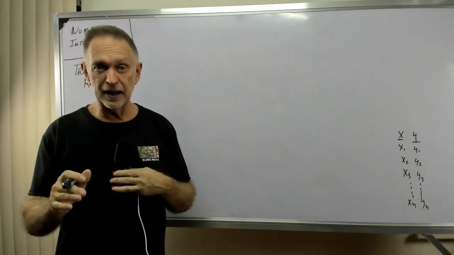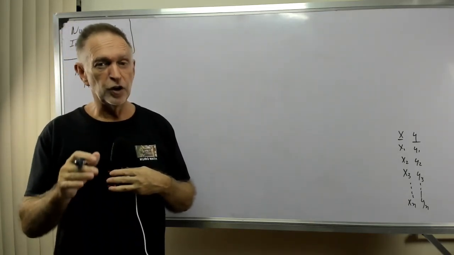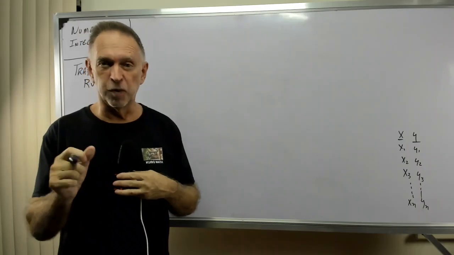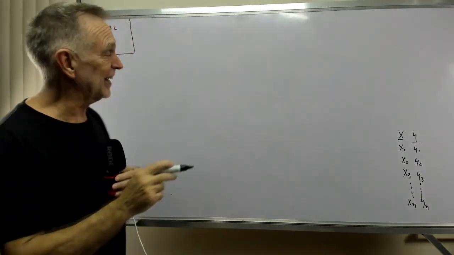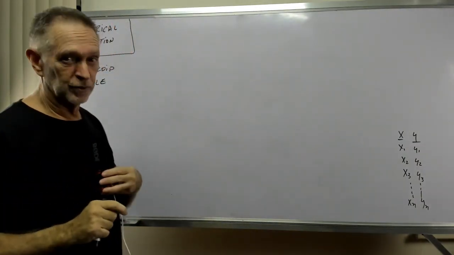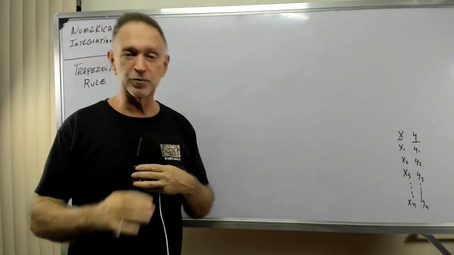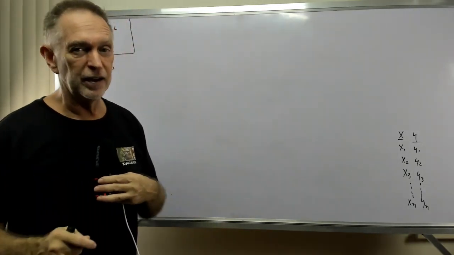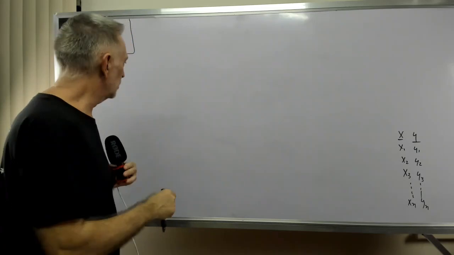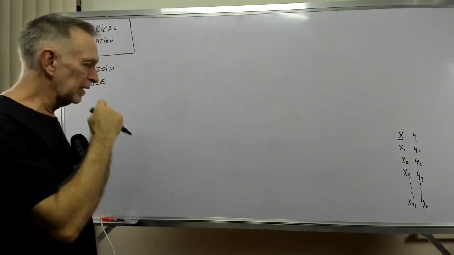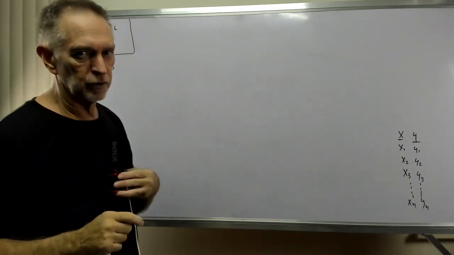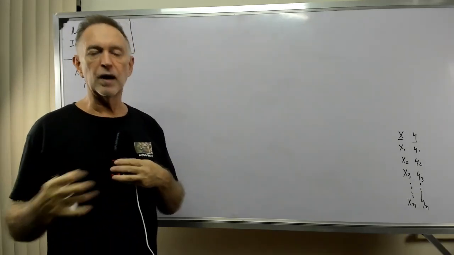And tonight we've got Calculus 2, Numerical Integration. Specifically, the trapezoid rule. Now later we'll look at Simpson's rule in another video, but tonight we're going to introduce you to numerical integration, the trapezoid rule. Why are we doing this?